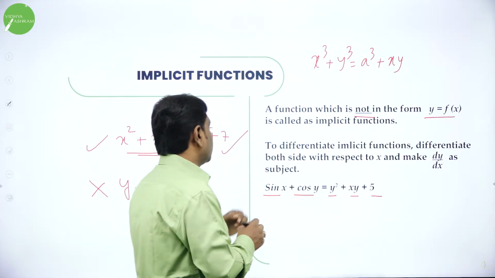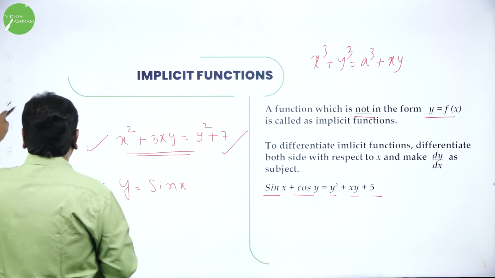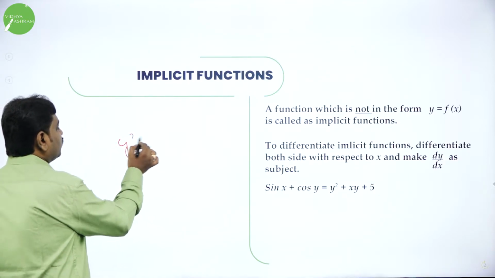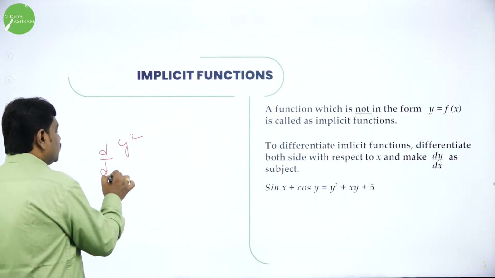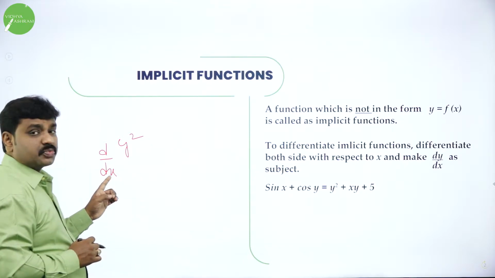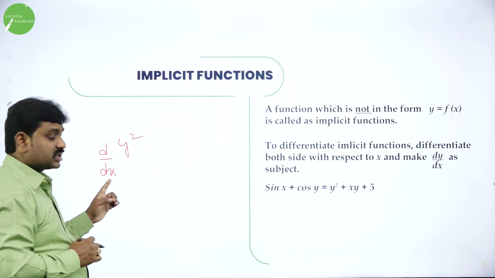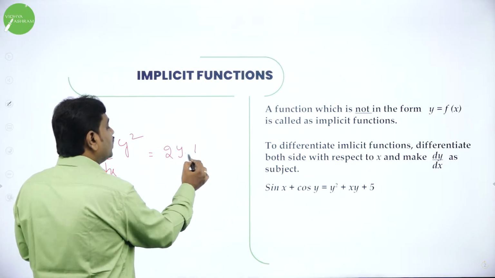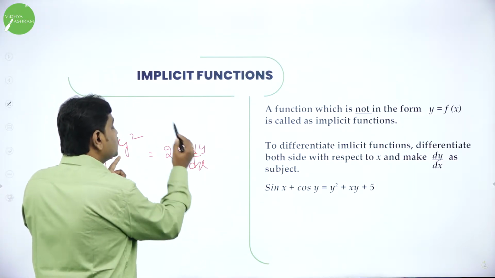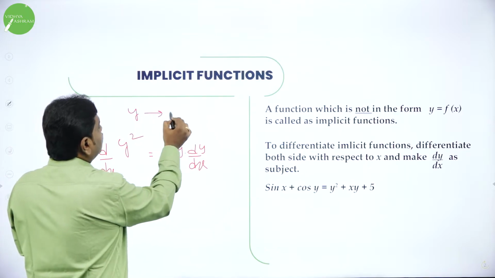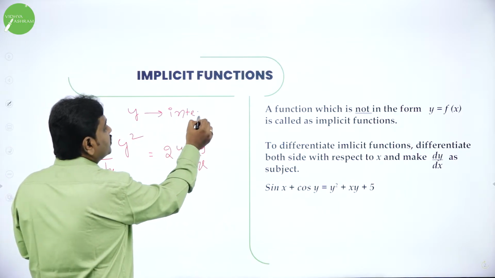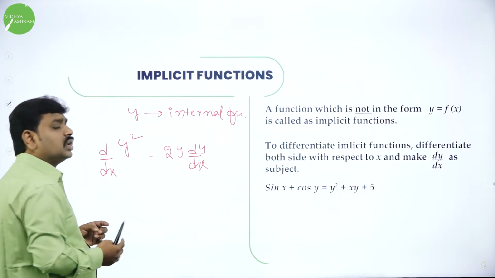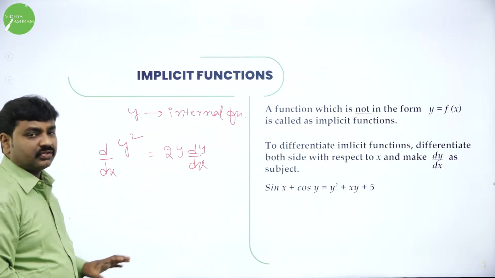And one more important hint before we start the problems, suppose if you have d by dx of y square. Please observe, I am not differentiating with respect to y, I am differentiating with respect to x. d by dx of y square is 2y into d by dx of internal function. Y is treated as internal function. When you are differentiating with respect to x, y is treated as internal function. So we should use chain rule. According to the chain rule, into d by dx of y.